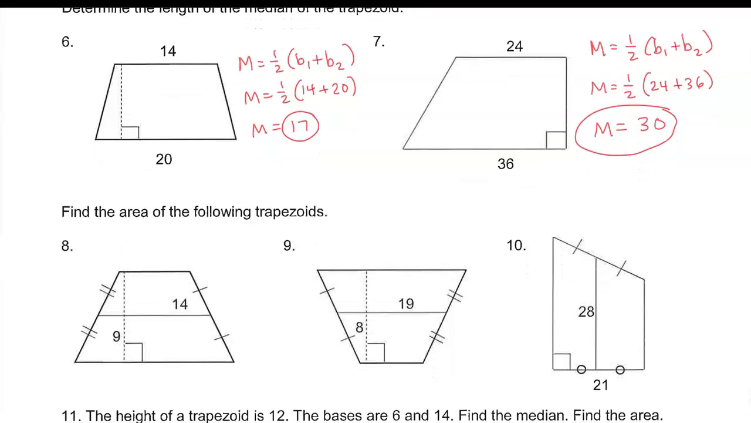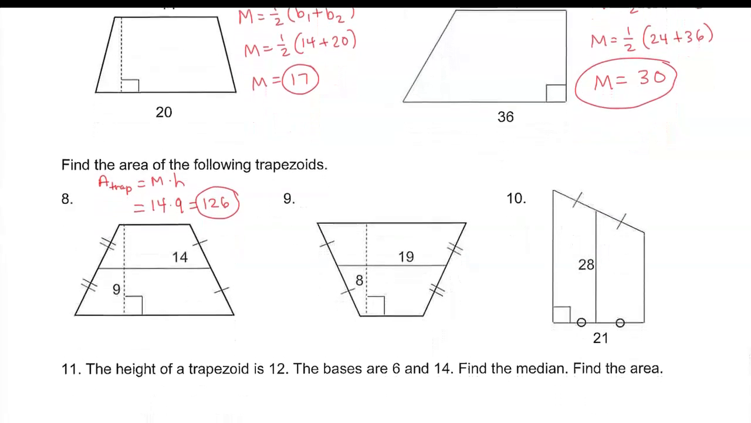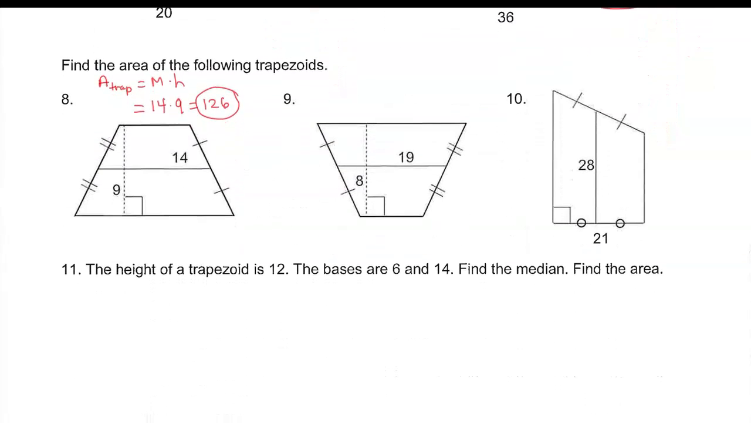Now we're going to use the median to help us find area. So in number 8, area of a trapezoid can be found by simply multiplying the median times the height. We know the median is 14 and the height is 9, so 14 times 9 is 126. Now you turn off the video and work on number 9 and 10. Turn the video back on to check your answer.